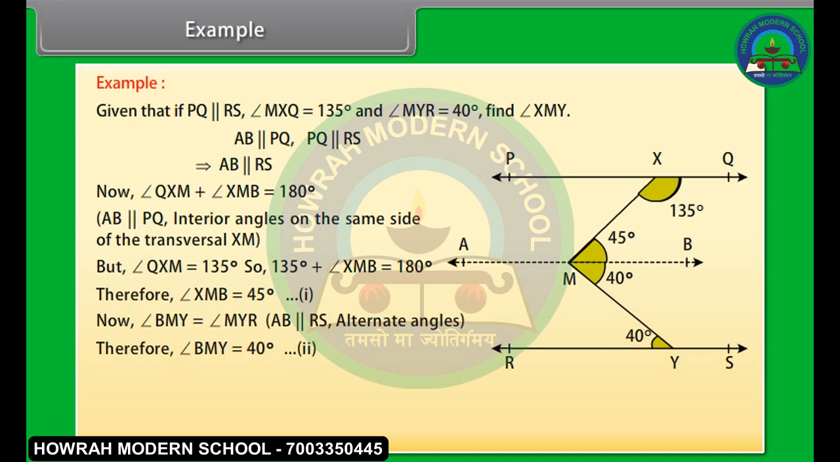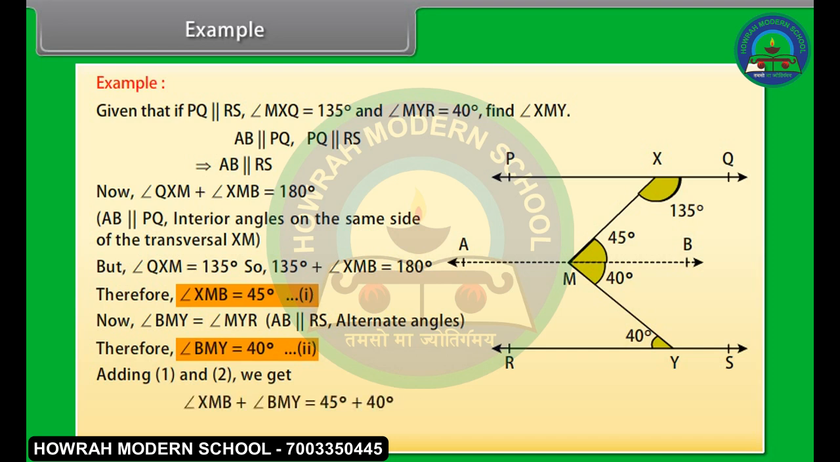Mark it as 2. Now adding 1 and 2, we get angle XMB plus angle BMY is equal to 45 degree plus 40 degree. Hence, angle XMY is equal to 85 degrees.